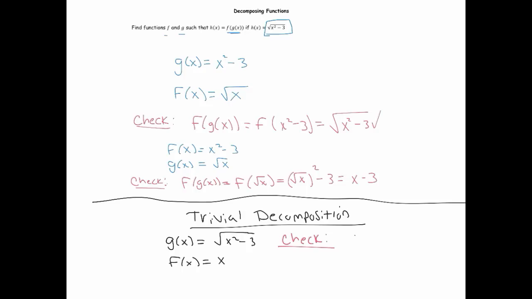So for instance, f of g of x in this case would be f of the square root of x squared minus 3. And what does f do? Well, it just takes whatever the input is and spits it back out. So this would work too, but I call it trivial because it's not as interesting as probably the one above.